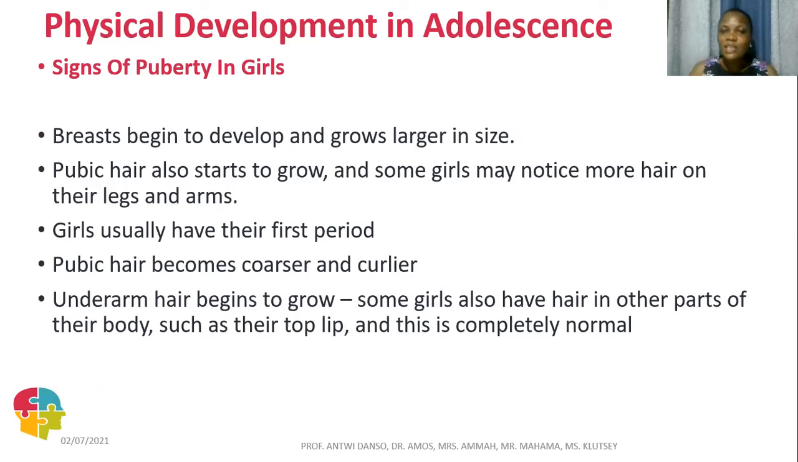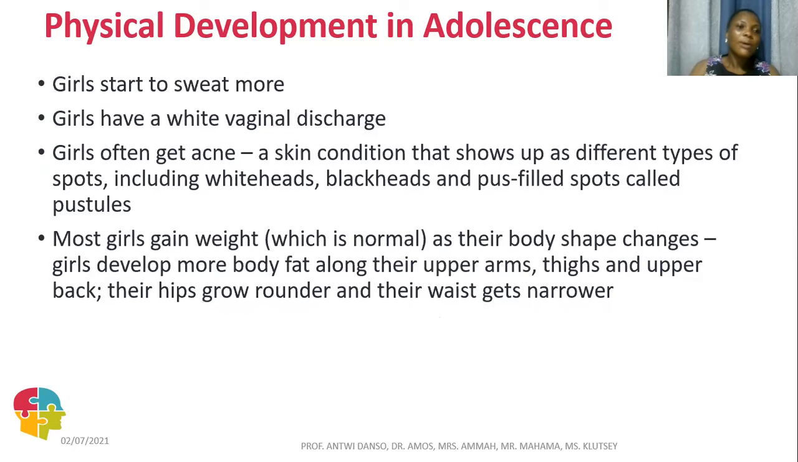Their breasts begin to develop and become larger. Pubic hair continues to grow on the vagina and under the armpits. They have their first menstrual period, what we call the menarche. Pubic hair becomes coarser and curlier. Then they have hair on other parts of the body, and it is normal. Girls also sweat more.